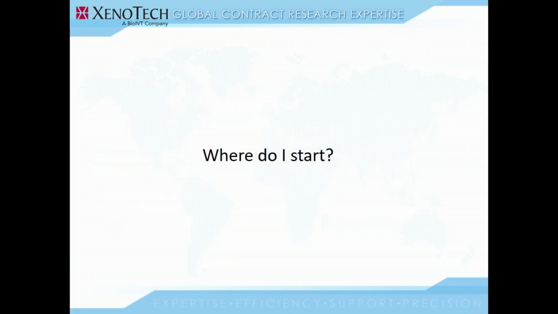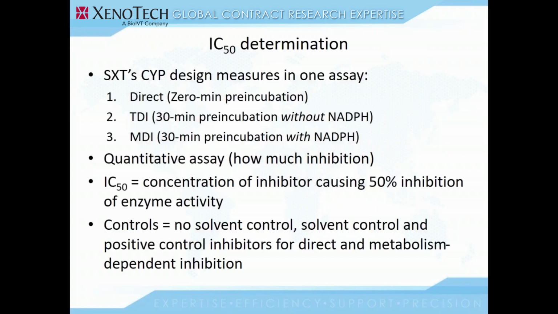So with all of this information, I have a drug that I want to submit for approval. Where do I start? A typical CYP inhibition study includes the IC50 determination assay, and although the design may appear simple, it must be designed properly in order to not only satisfy the regulatory agencies, but also provide a better understanding of the molecule and prepare for clinical studies.